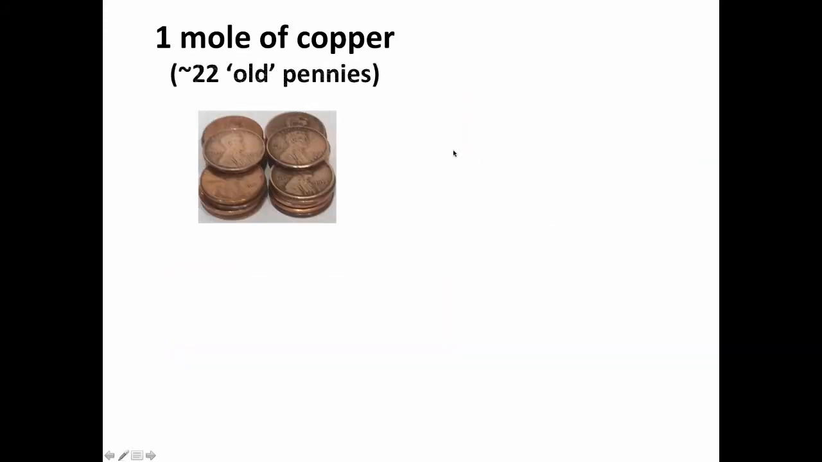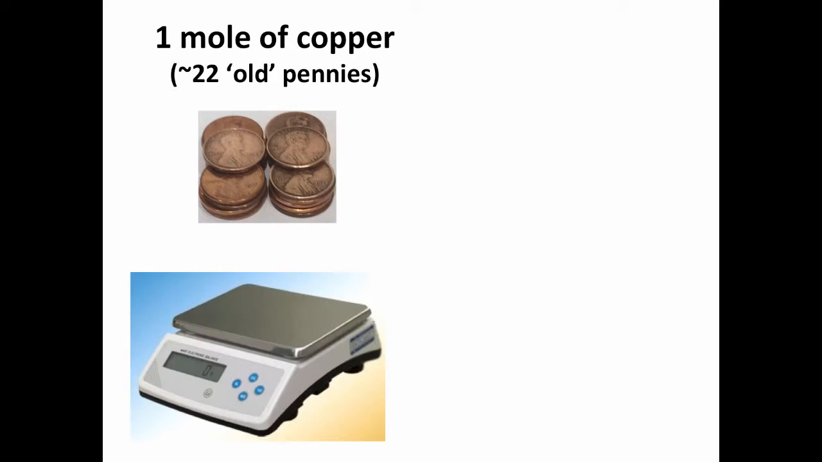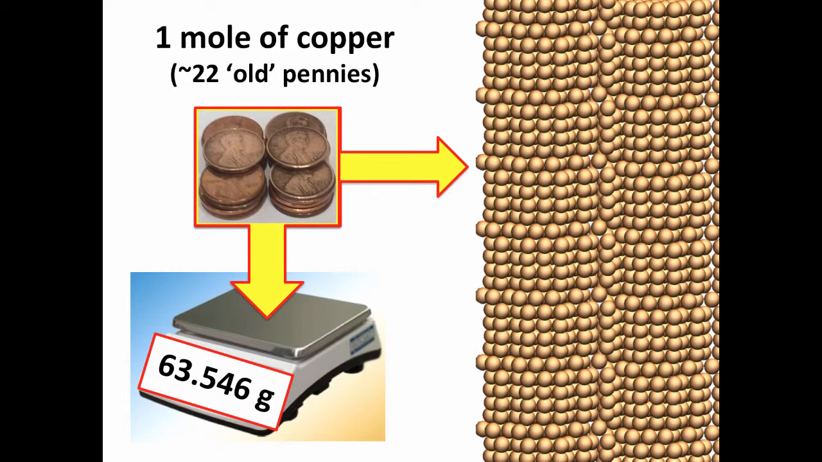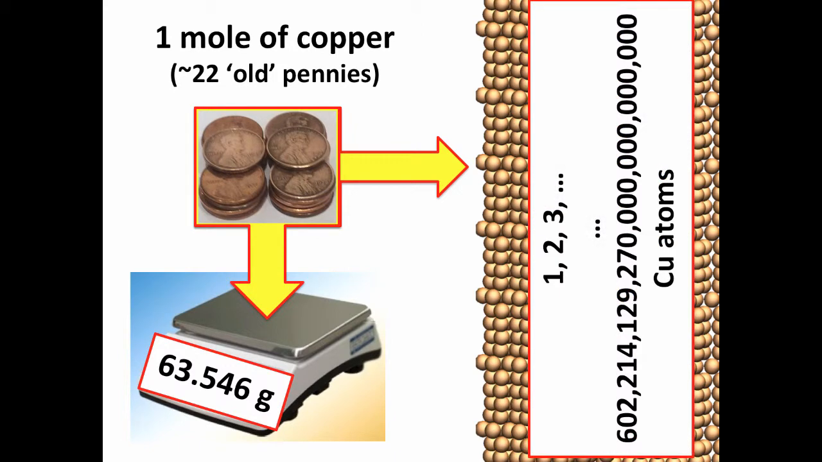Just for some perspective, a mole of copper is about 22 of the old pennies, the pre-1983 pennies that were pure copper. And if you weighed that, if you had 1 mole of copper, you'd get about 63.55 or so grams. And if you were able to zoom in and count the atoms, you would end up with this 6.022 times 10 to the 23rd atoms, this huge number.